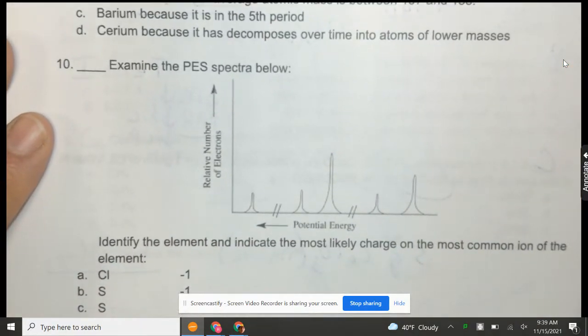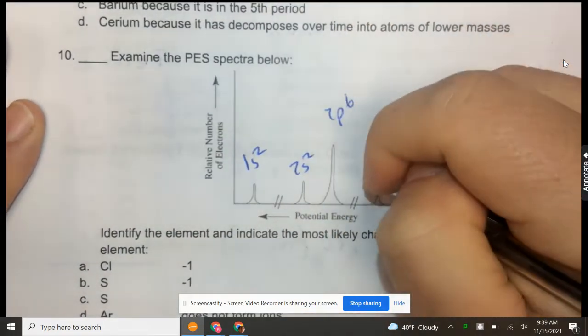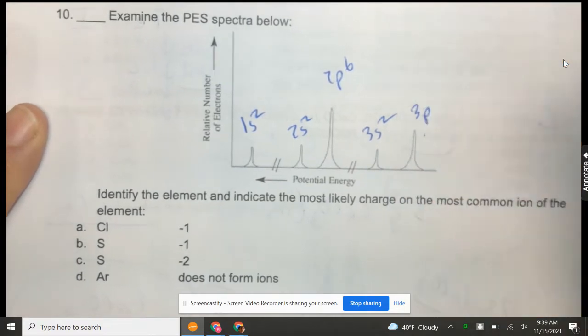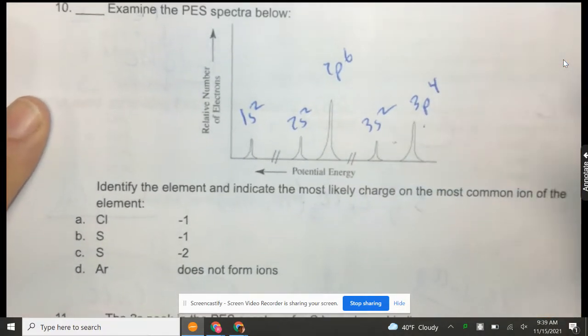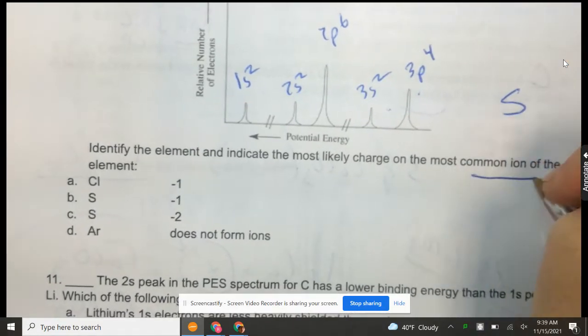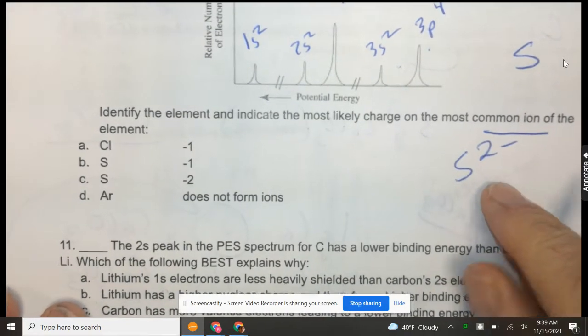This is a PES spectra. The highest binding energy is here. And this looks to be about twice as high of a peak than this one. So that's sulfur. The most common ion of sulfur, it's likely to gain 2 electrons to get an octet.